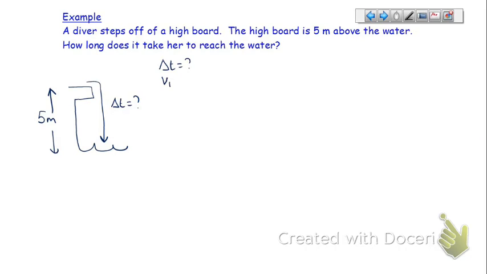My initial velocity, she steps off the board, so it's going to be 0 meters per second. She didn't jump up, that would be a positive. She didn't pull herself down, that would be a negative. She just stepped to the side, so that would be 0 meters per second. I do have a displacement. I'm starting here and I'm ending here. I want the time of this journey, so I start at the beginning and I end at the end, and my displacement for that is minus 5 meters. Can you see where that confusion comes from?